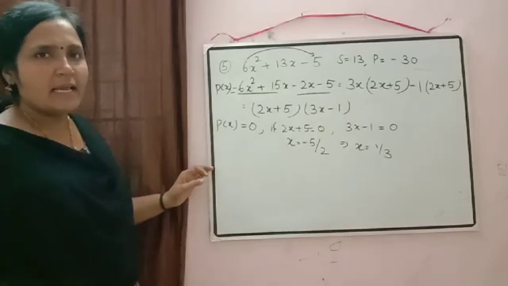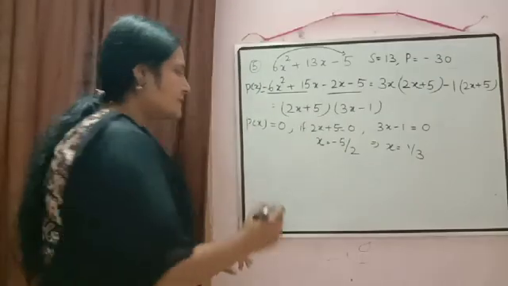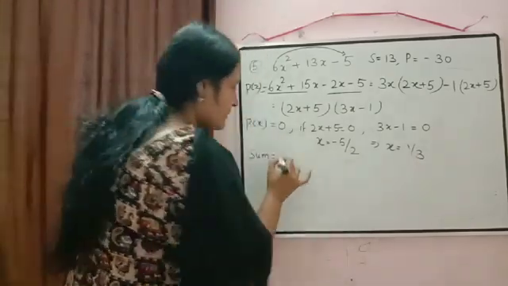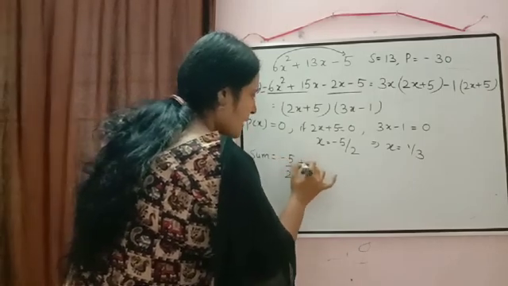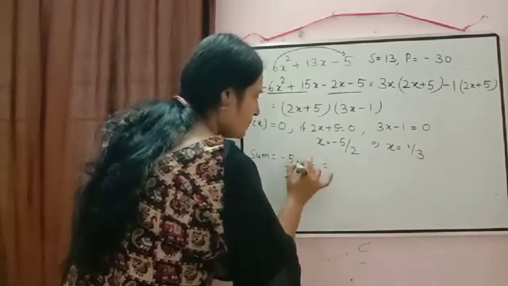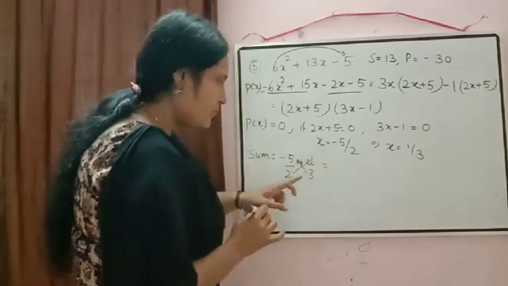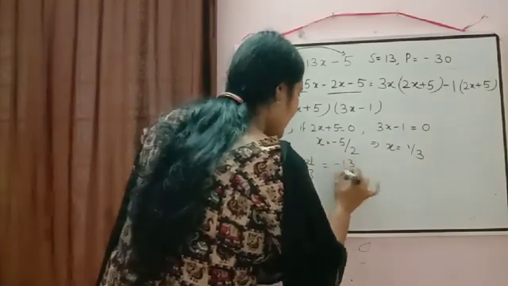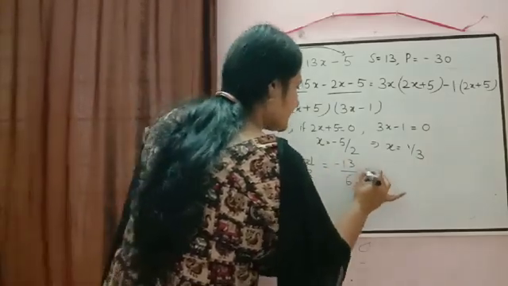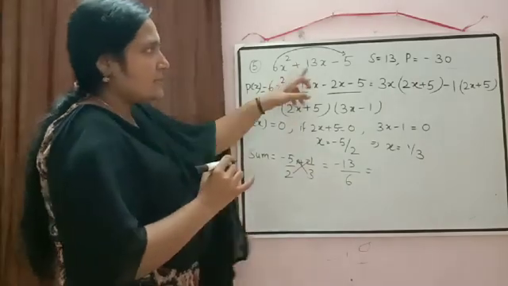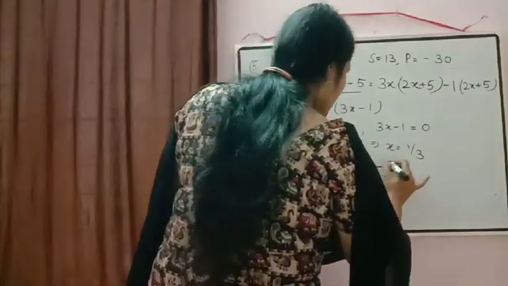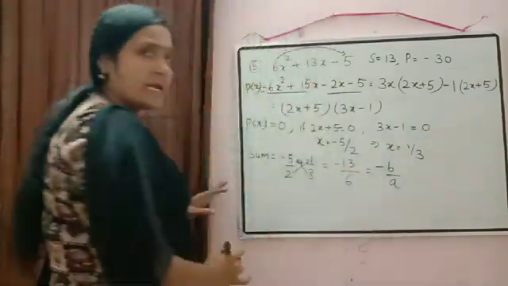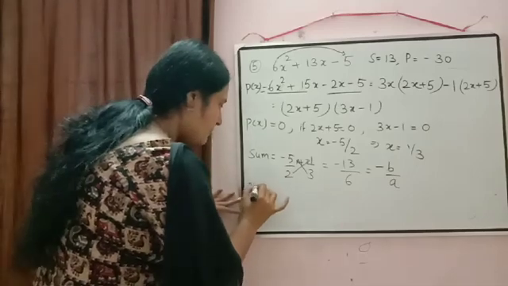Now we'll verify the relation. Now sum of the zeros. Just write down their sum. These are the two zeros we have: minus 5 by 2 plus 1 by 3. What we will do? Do the cross multiplication. Then what will come? Minus 15 plus 2. So that will be equal to minus 13 by 6. Just to check here, 13 is the value of b. So in place of 13 we can write down b, and 6 is the coefficient of x square, which means that is a.